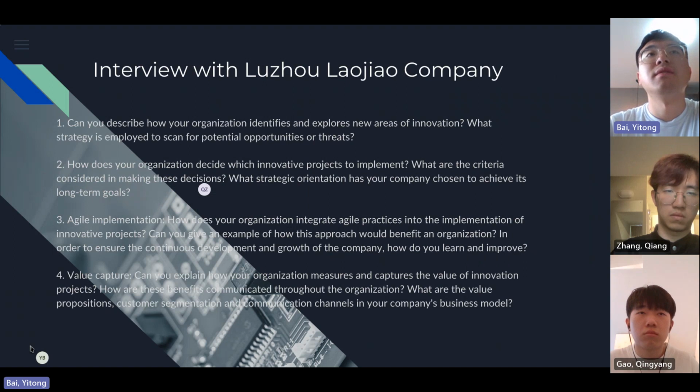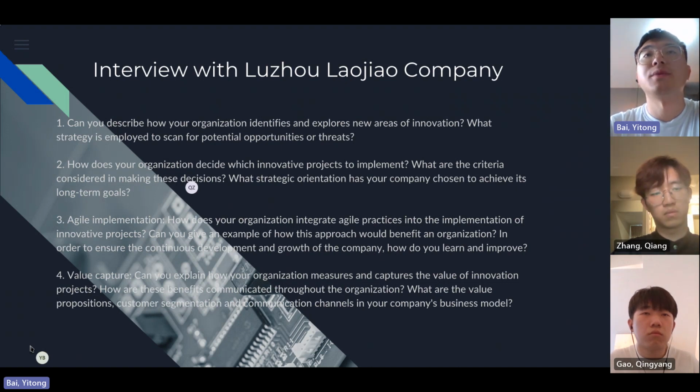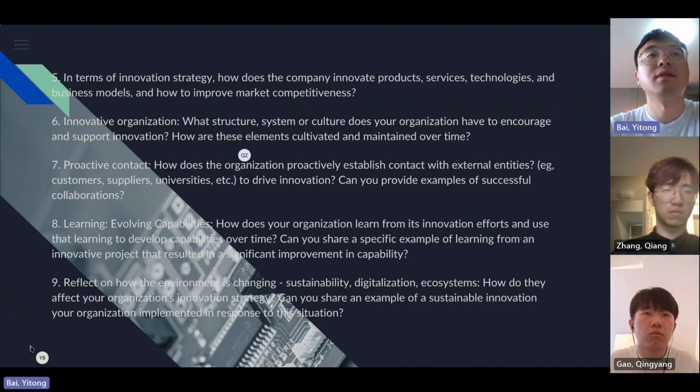We are in an interview with Luzhou Laojiao. Some leaders were asked questions. This is the first question: can you describe how the organization defines and explores new areas of innovation? What strategy is important to scan for potential opportunities or threats? And the other question.